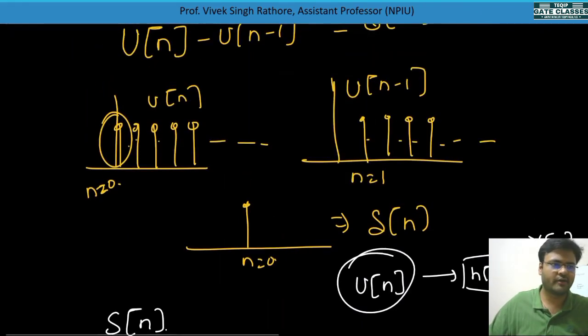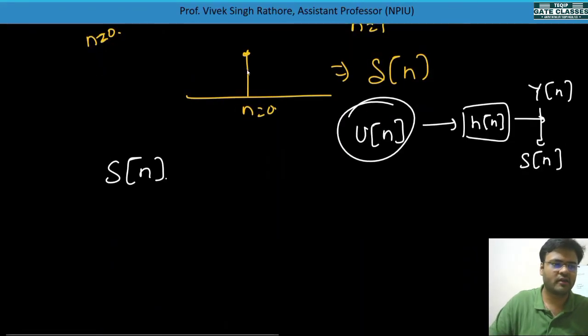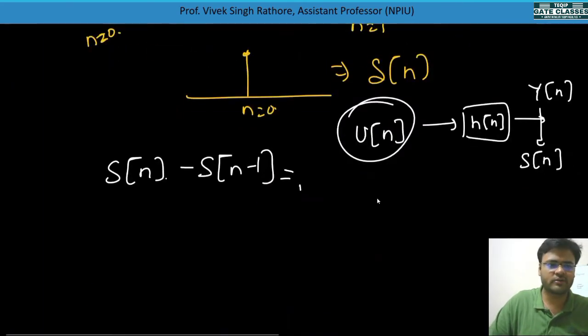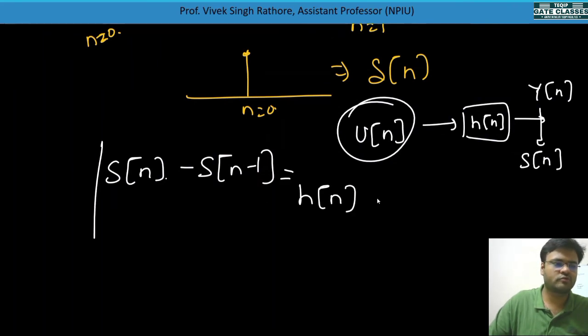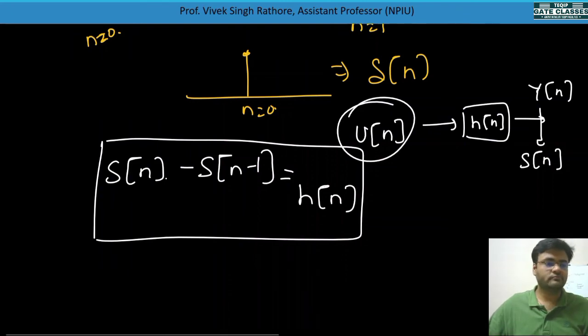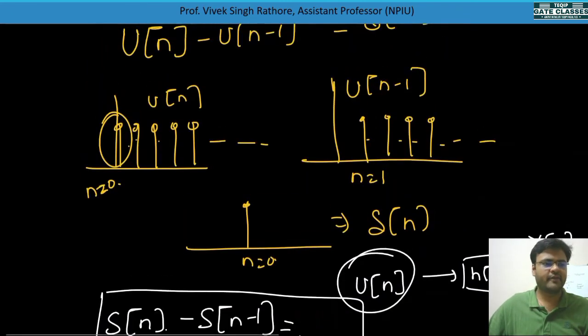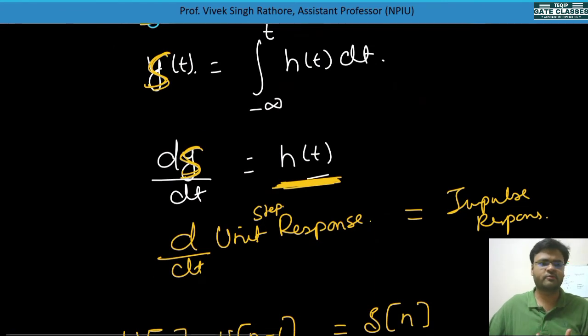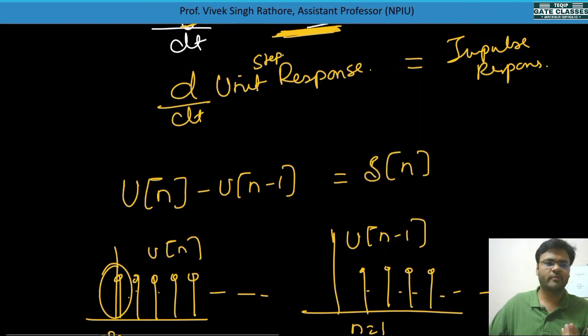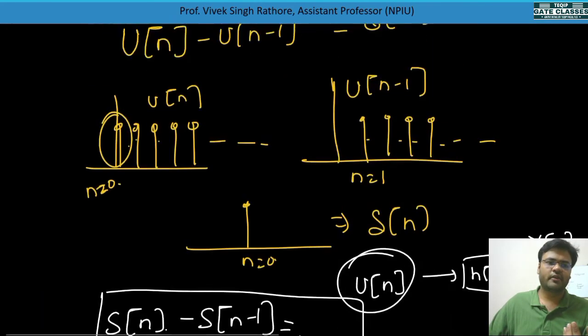So u of n minus u of n minus 1, we can write as s of n minus s of n minus 1, and for delta n the output is h of n. So this is also one most important point which you should remember: whenever the unit step response is differentiated, in terms of continuous time or discrete time, you'll get the output as impulse response. Differentiation of the unit step response will be the impulse response.